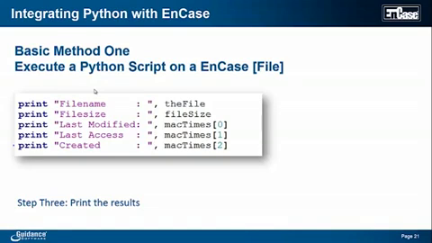So 3 steps. Step 1, kind of a setup, collect the information from the arguments. Step 2 is to use the OS module in order to extract the metadata associated with the file. And step 3, just simply print out the results.